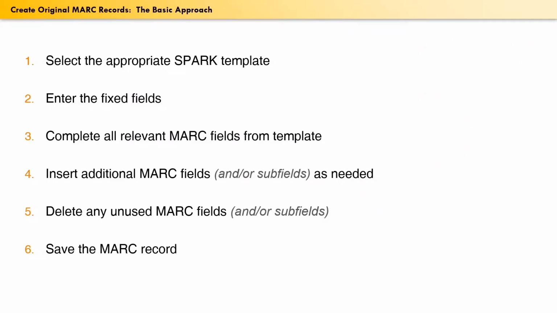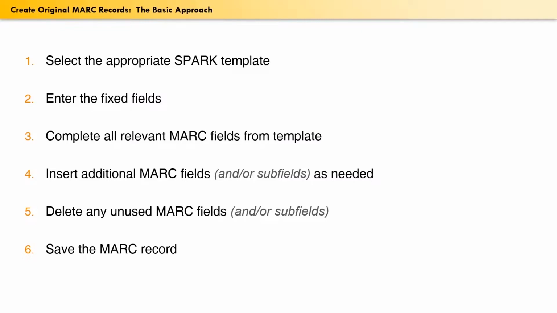When you create an original MARC record, here is the basic outline for what to do. First, pick a Spark template based on the kind of material being cataloged. Next, enter the fixed field information. Start with 008, then 007 if needed.